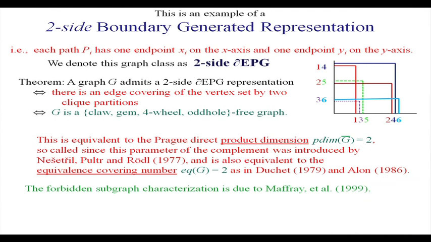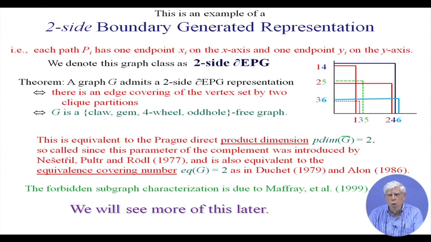Of course, I don't think any of them knew about the others' work, but you can see the order of who discovered them. And the forbidden subgraph characterization is due to Frédéric Havet and 3 other authors. But we will see more about this later.